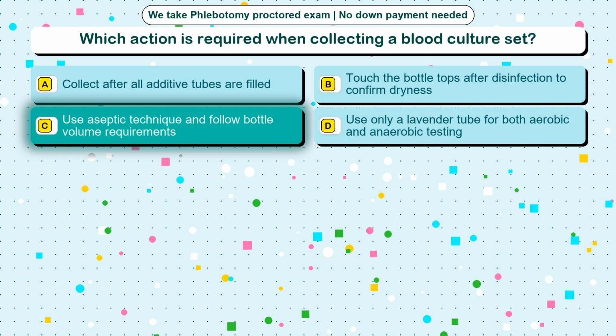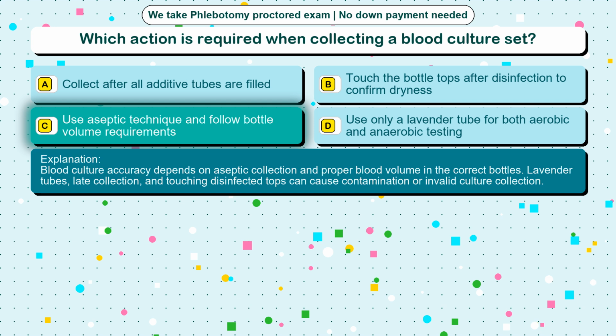The correct answer is option C, use aseptic technique and follow bottle volume requirements. Blood culture accuracy depends on aseptic collection and proper blood volume in the correct bottles. Lavender tubes, late collection, and touching disinfected tops can cause contamination or invalid culture collection.